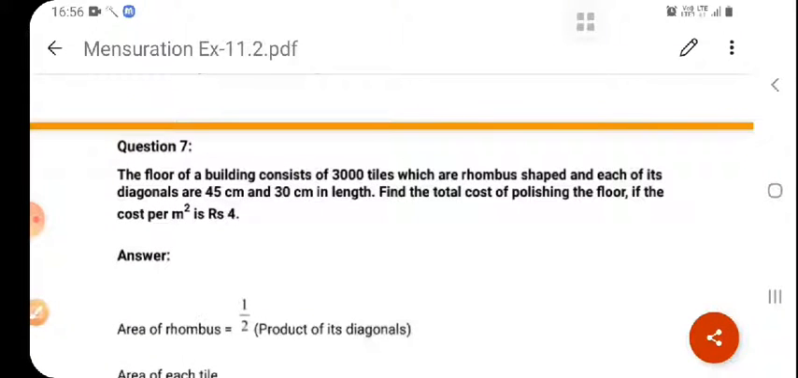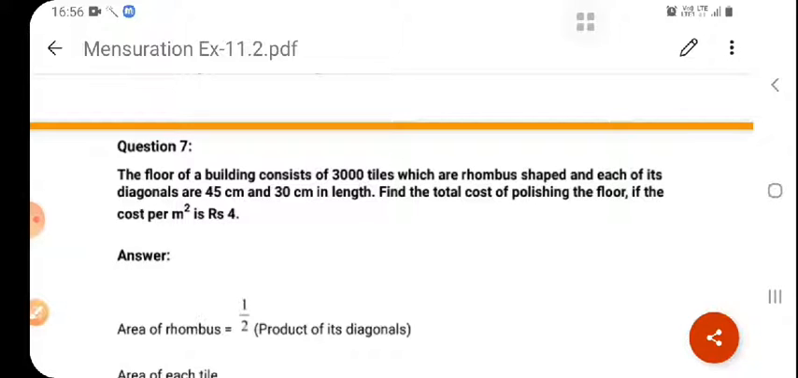Now the 7th question: the floor of a building consists of 3000 tiles which are rhombus shaped, and each of its diagonals are 45 centimeter and 30 centimeter in length. Find the total cost of polishing the floor if the cost per meter square is rupees 4.